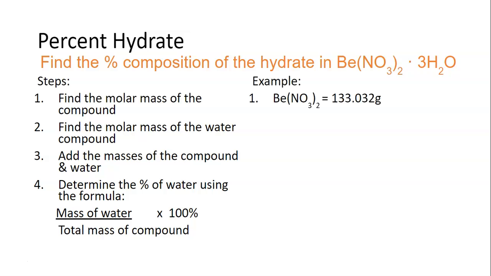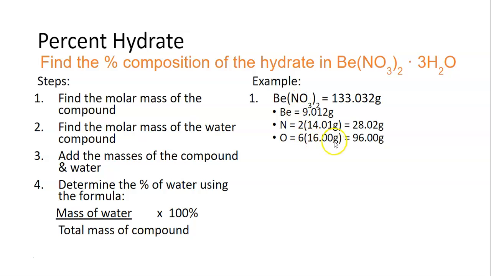So Be(NO3)2 is 133.32 grams. Beryllium is 9.012 grams. Nitrogen is 14.01, but there's 2 of them, and the reason there's 2 is you have a 2 out here as a subscript that gets distributed out. Oxygen is 16, and of course we have 6 because we have our 3 inside, and we distribute our 2 to make it 6. So that's 96.